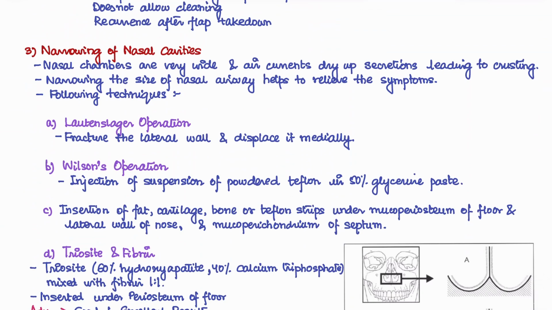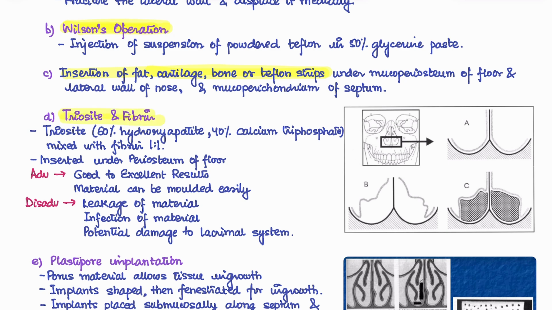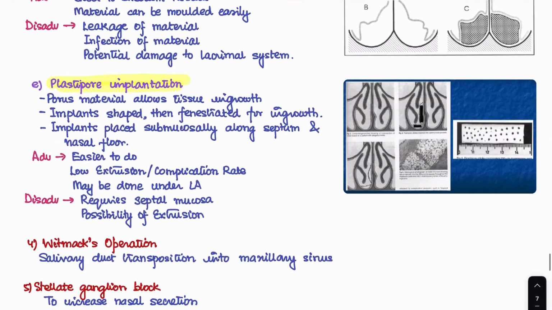Other than this, there are a variety of other procedures that have come up, the broad heading of which is because you get a roomy nasal cavity in these patients, the aim to treat symptomatically is to reduce the size of the nasal cavities, and this can be done by various operations like Lawson-Sleger operation, where you fracture the lateral wall and displace it medially. Wilson's operation, where you inject a suspension of Teflon in 50% glycerin paste. Then you can insert fat, cartilage, bone, or Teflon strips under the mucoperiosteum of floor and lateral wall and mucoperichondrium of the septum. You can also use Triosite and fibrin, and you can also use Plastipore implantation. These are all ways to narrow the nasal cavity chamber.